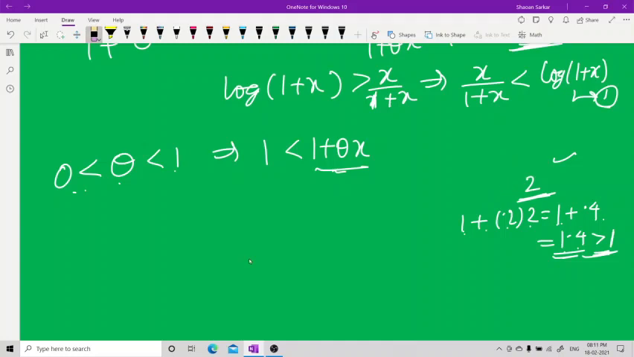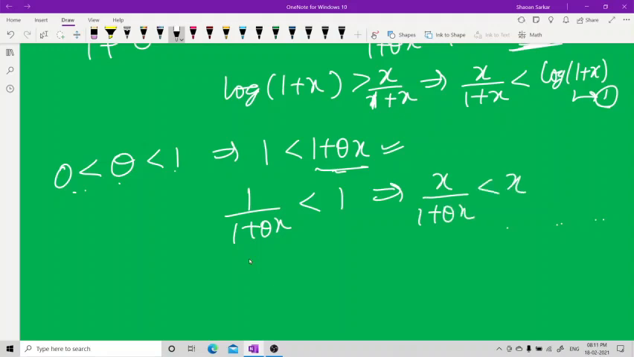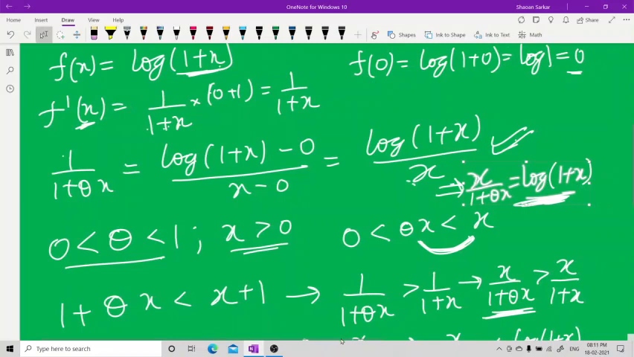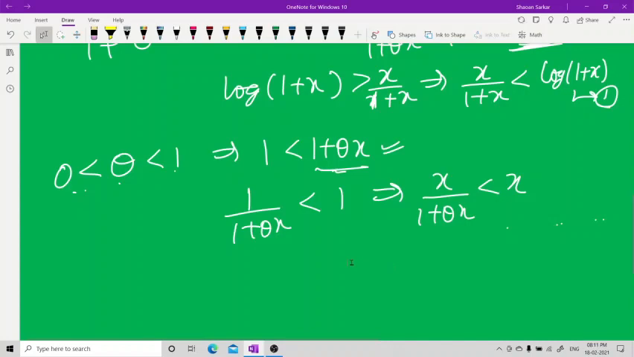So now from here, take the reciprocal. 1 upon 1 plus theta x is less than 1. Multiply by x on all sides. This will be x upon 1 plus theta x is less than x, and x upon 1 plus theta x is nothing but log 1 plus x, as I told you. So let us write it down. Now this is nothing but log 1 plus x is less than x.